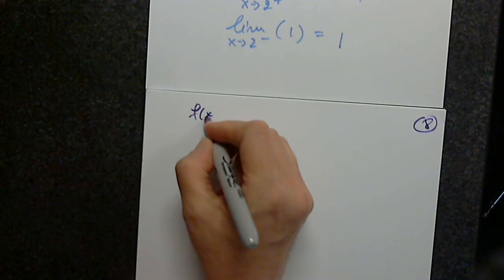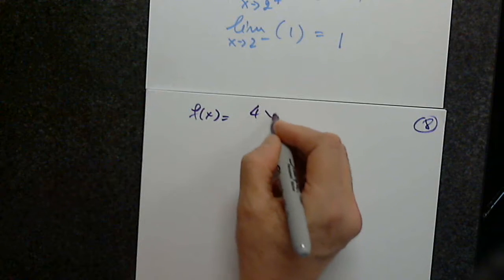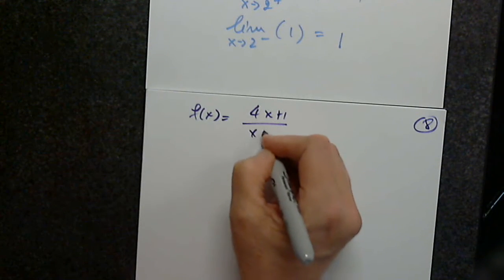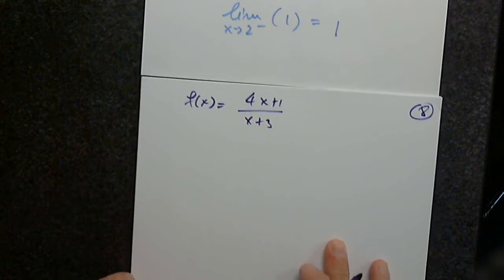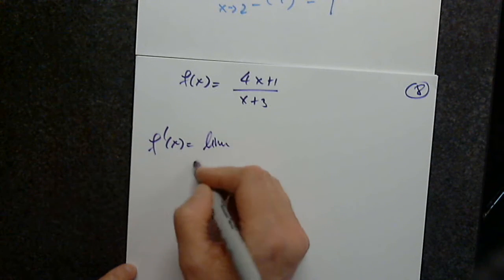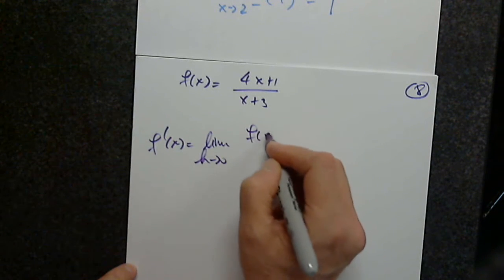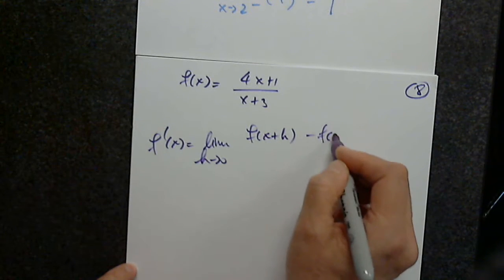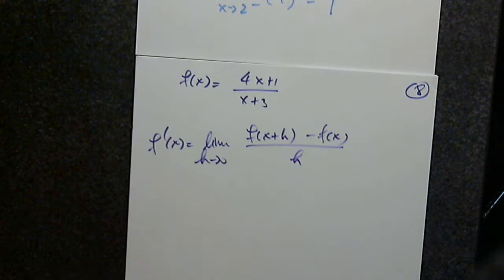So we're given a function, which is (4x + 1) divided by (x + 3). And we're asked to find f prime of x. And if you remember, there is only one definition, which is this: the limit of the difference quotient. There is no other definition for f prime of x. So, in that case, what do we do?